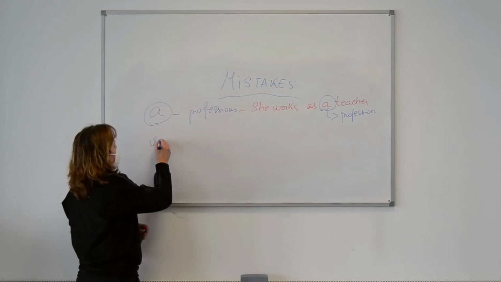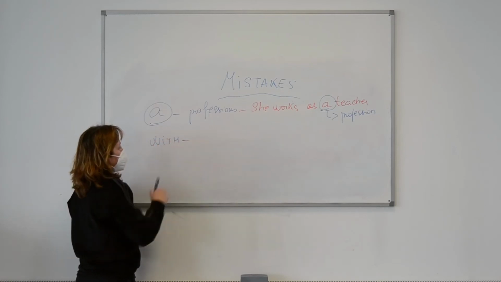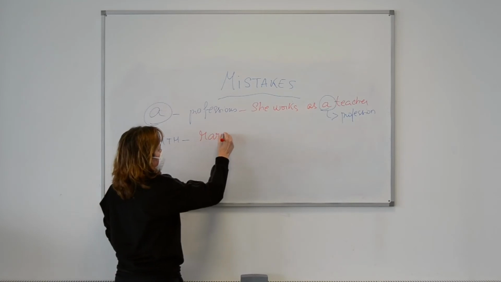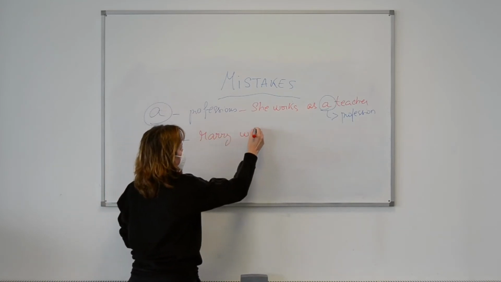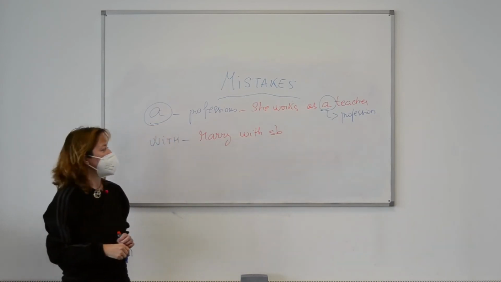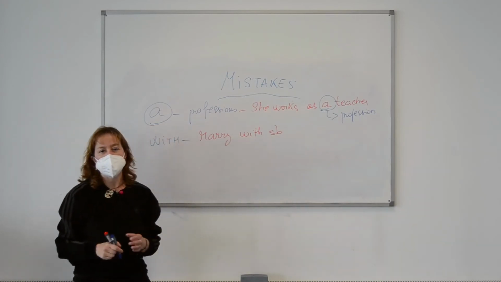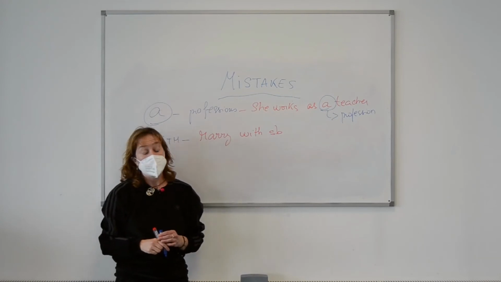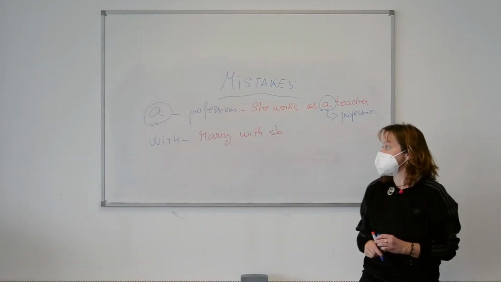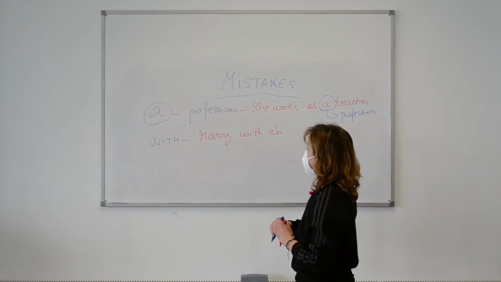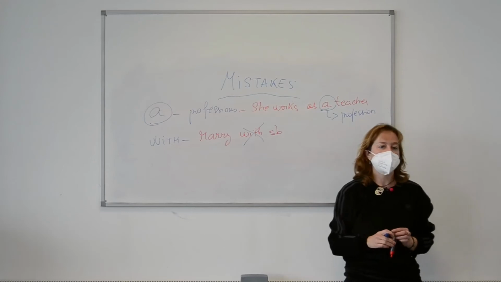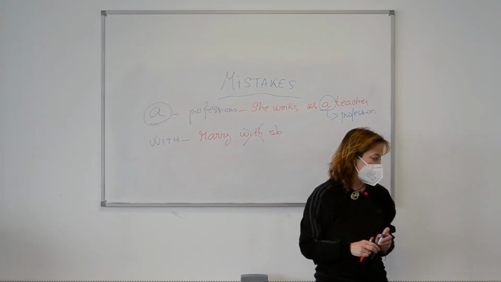With the preposition with, Spanish people usually say "marry with somebody", from "casarse con alguien." Because in Spanish we use the preposition con in this case. In English, the preposition with is not necessary. "Marry somebody." We don't have to use this preposition, right?